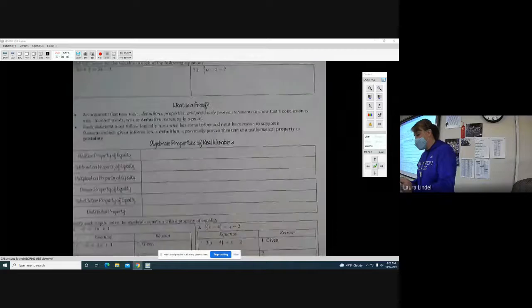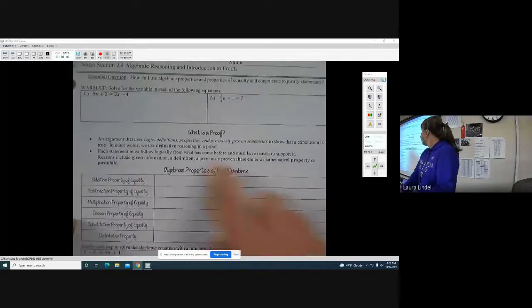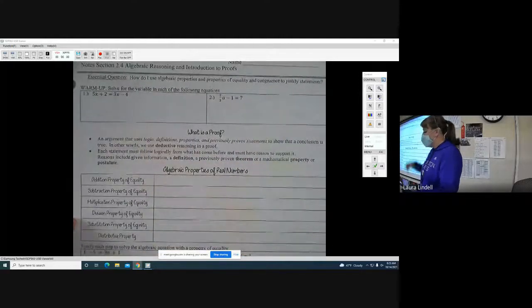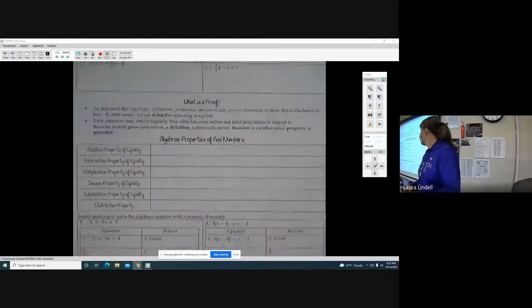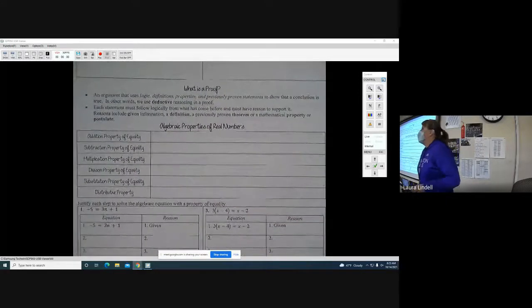So going to our 2.4 notes. We're not going to bother with this warm-up because we already did a warm-up that was similar to that, actually. All right.